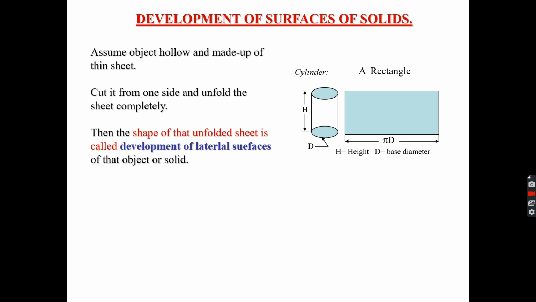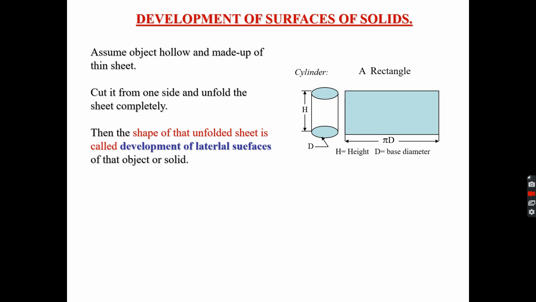Okay, then the shape of that unfolded sheet is called development of lateral surfaces of that object or solid. So what is a lateral surface? Lateral surface is nothing but the surfaces without top and base of the object. Okay, so you can see it is not a projection, it is different than that.